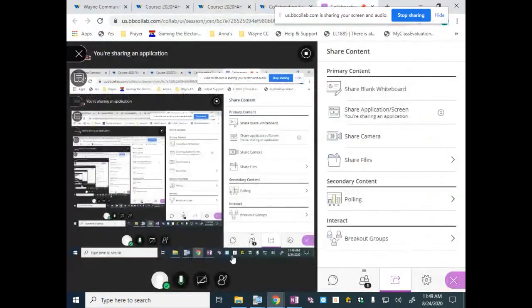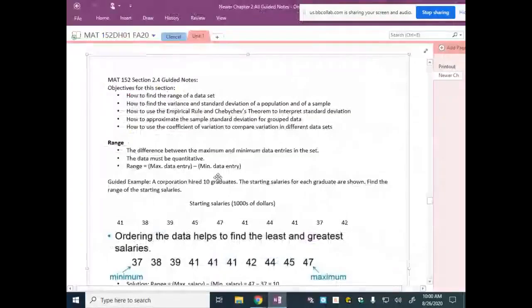If you haven't picked up a copy, all right, this is section 2.4. The objectives for this section are how to find the range of a data set, how to find variance and standard deviation of a population and of a sample. We're not going to worry about the empirical rule. I'm just going to gloss a little bit over Chebyshev's theorem and how to do standard deviation and coefficient of variation.